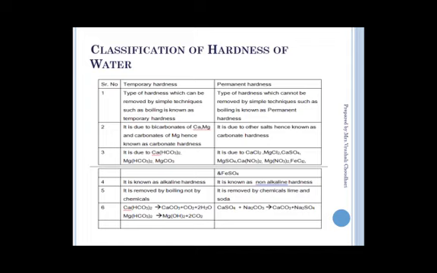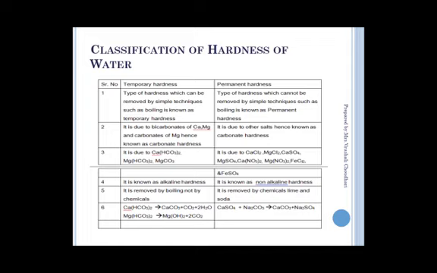Temporary hardness is due to the presence of bicarbonates of calcium and magnesium, and it is also called carbonate hardness. Permanent hardness is the presence of chlorides and sulfates other than the carbonate salts. Temporary hardness is also called alkaline hardness. Permanent hardness is called non-alkaline hardness.